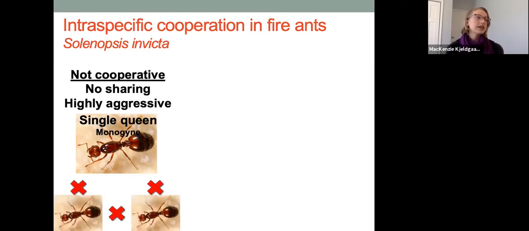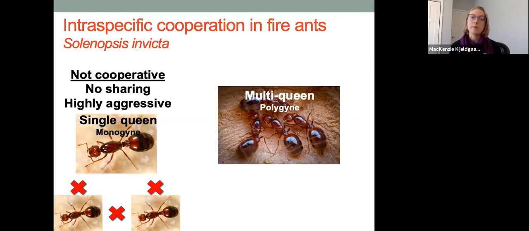These single queen colonies are not cooperative with each other, so there's no sharing between different colonies, and workers are highly aggressive towards conspecifics. And if we contrast that with the other social form, or the multi-queen polygyne form of fire ants, this can have anywhere from 2 to hundreds of egg-laying queens within a single colony.